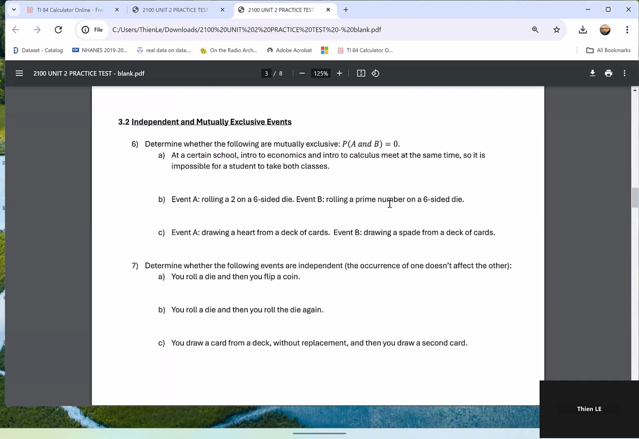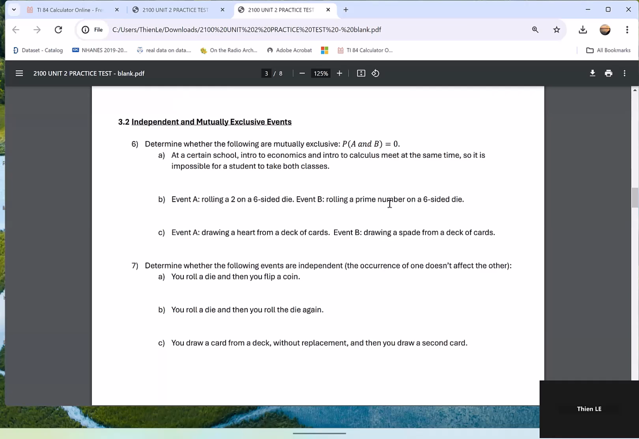And here I determine whether the following events are independent, which means one occurrence has nothing to do with the other. You roll a die and then you flip a coin. For sure, they have nothing to do with each other, so they should be independent. You roll a die, then you roll again. Again, here, it should be independent. The first roll should have nothing to do with the second roll. You draw a card from a deck, then you draw a second card.